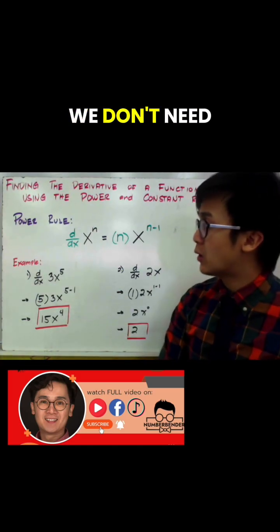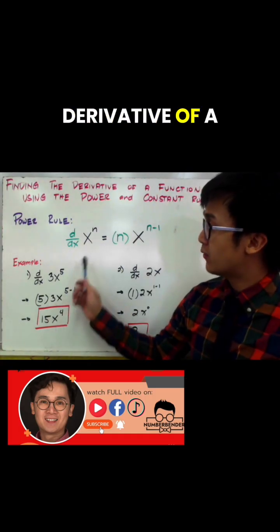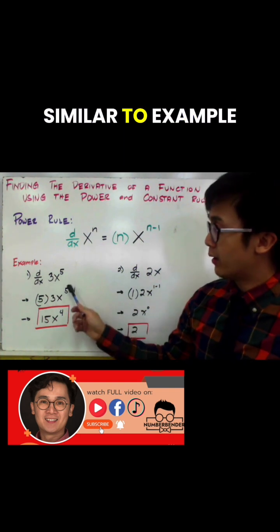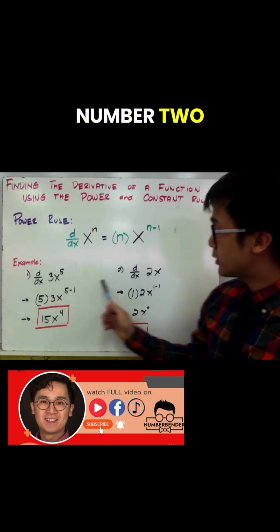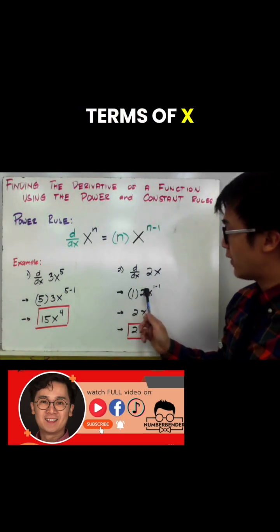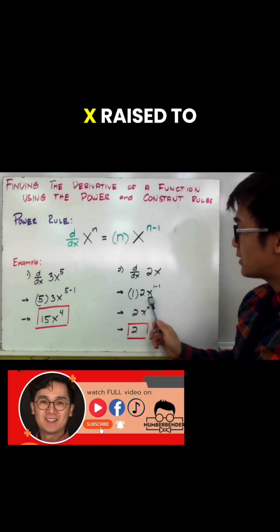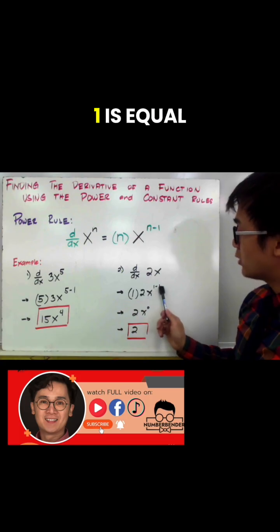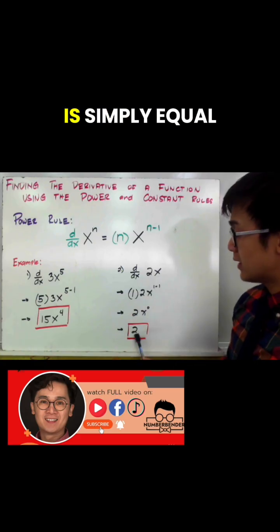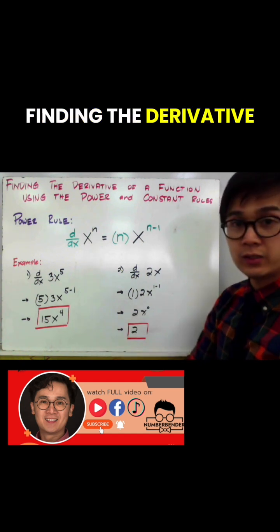So notice that we don't need to use the definition of the derivative to find the derivative of a given function. This particular rule only applies for polynomials similar to example number 1. Now for example number 2, we have another polynomial which is 2x, and if we're going to find the derivative of 2x in terms of x, we'll have the exponent of 1 times 2x raised to the 1 minus 1. And 1 minus 1 is equal to 0. Therefore, the derivative of 2x in terms of x is simply equal to 2. And this is by using the power rule in finding the derivative of the function.